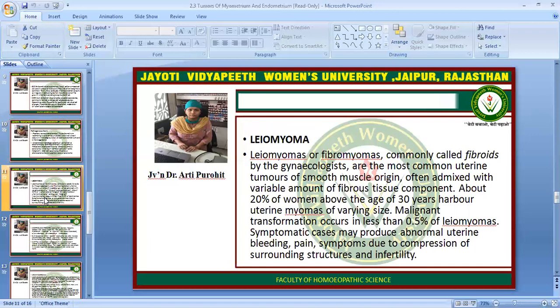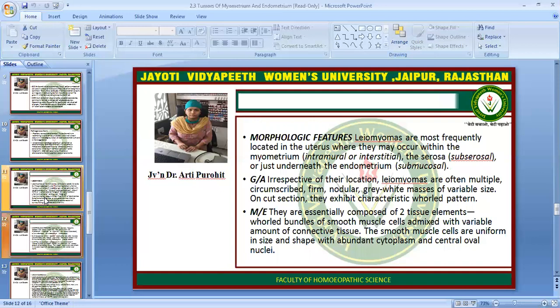What is leiomyoma? Leiomyoma or fibromyoma, commonly called fibroid by the gynecologist, is the most common uterine tumor of smooth muscle origin, often admixed with a variable amount of fibrous tissue component. About 20% of women above the age of 30 years harbor uterine myoma of varying size. Malignant transformation occurs in less than 0.5% of leiomyomas. Symptomatic cases may produce abnormal uterine bleeding, pain, symptoms due to compression of the surrounding structures, and infertility.